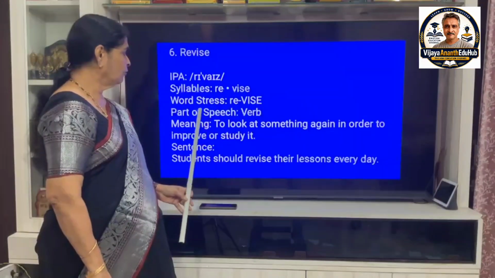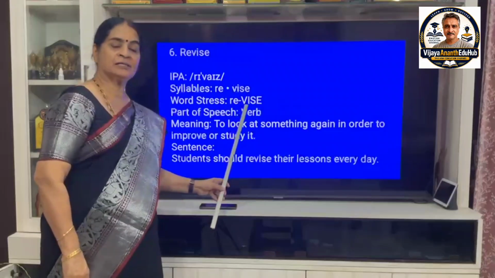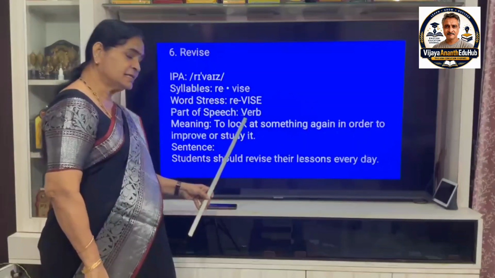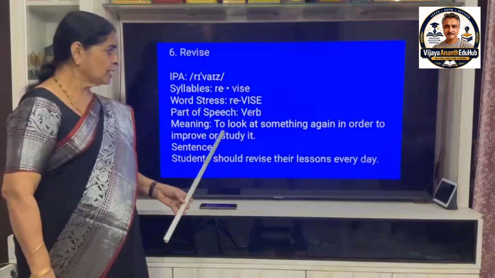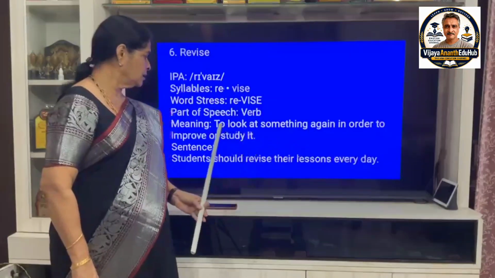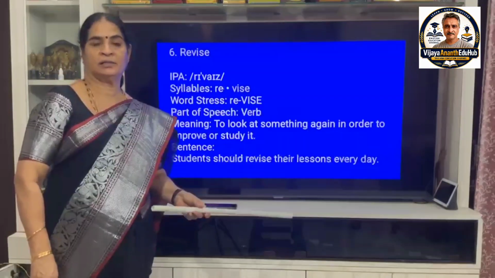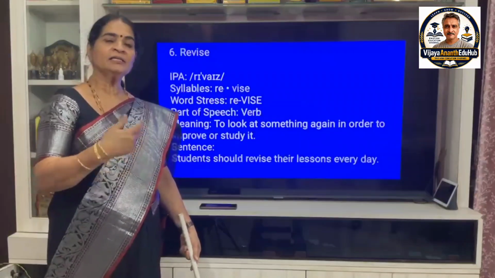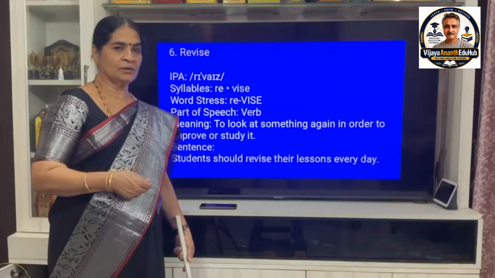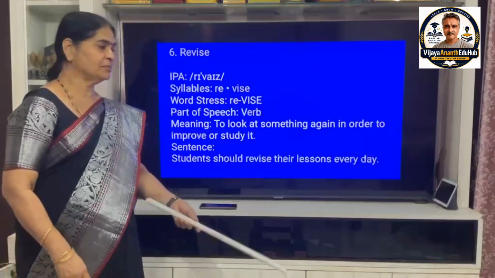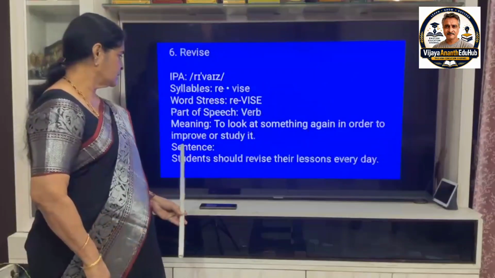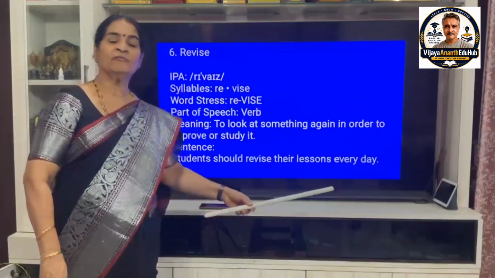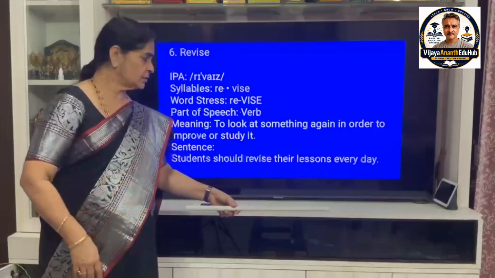Revise. Word stress is on wise. Revise. And it's a verb. To look at something again in order to improve or study it. Revising. Children generally revise their subject before attending the examinations. Sentence: Students should revise their lessons every day. Same context.